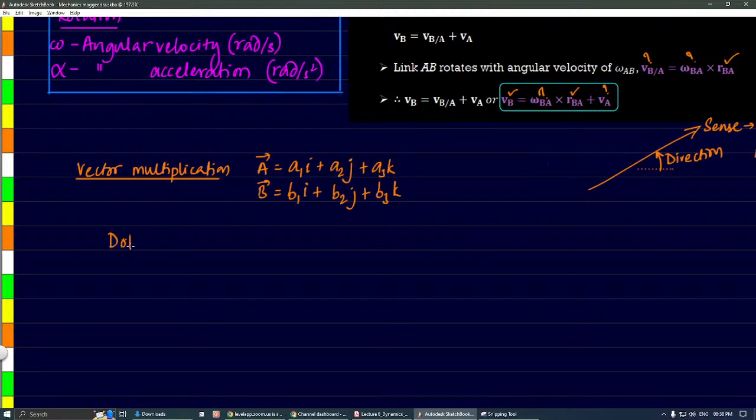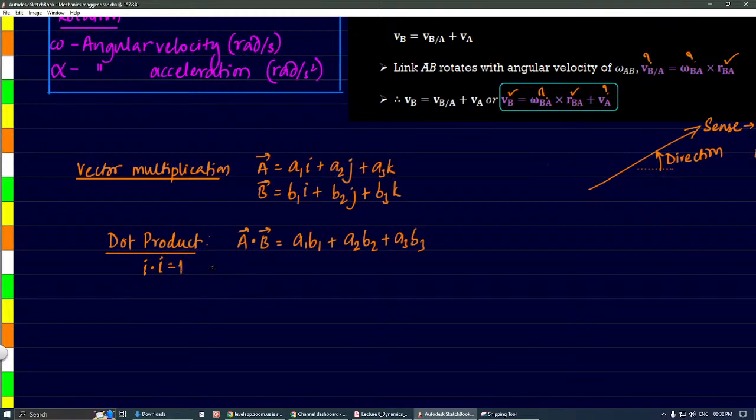Now the dot product. When we are finding the dot product, it is written as A dot B. And A dot B is given as A1 B1 plus A2 B2 plus A3 B3. This is the dot product. And here in the dot product, we must remember i dot i is 1.